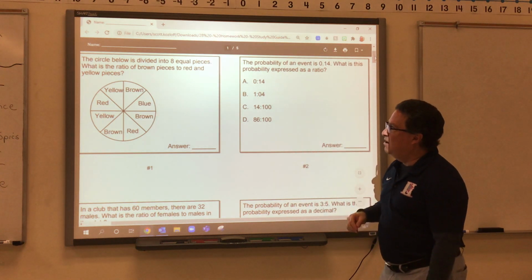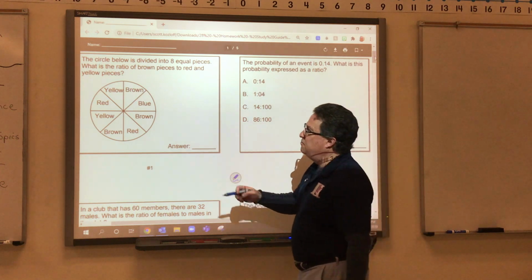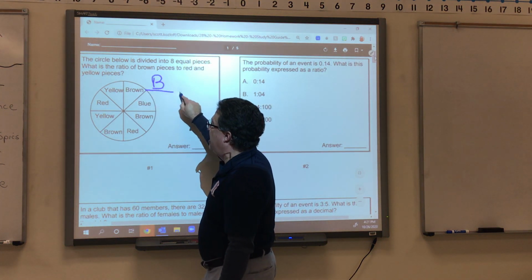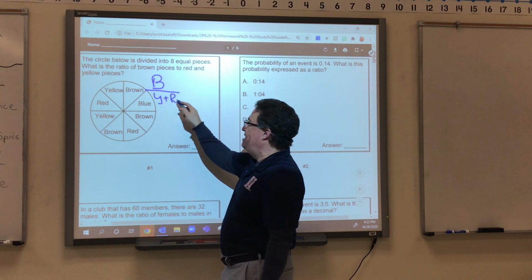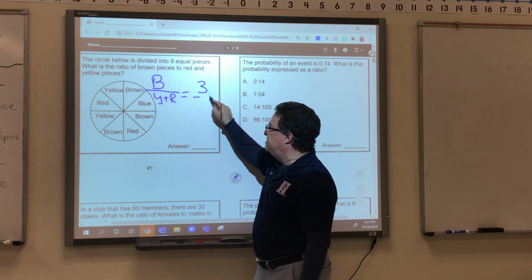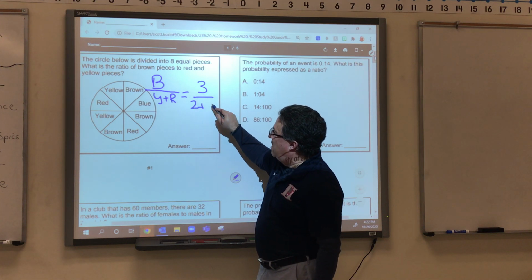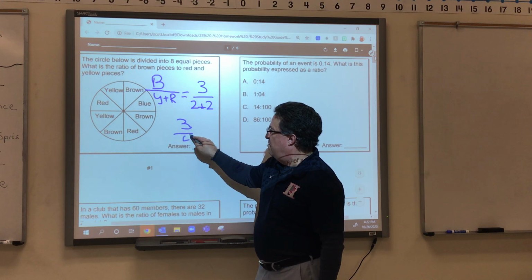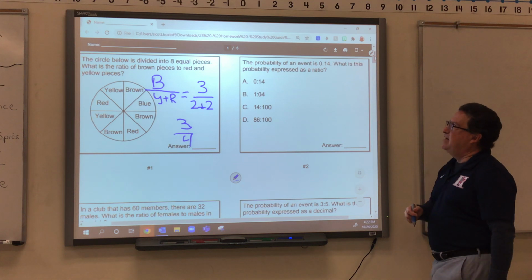Number one, a circle below is divided into 8 equal pieces. What's the ratio of brown pieces to red and yellow pieces? I do my word statement first. Brown pieces to yellow and red pieces. That means I'm going to add the yellow and red together. There are 3 brown pieces and there are 2 yellow pieces and 2 red pieces. That means that I have 3/4. And there's my answer.